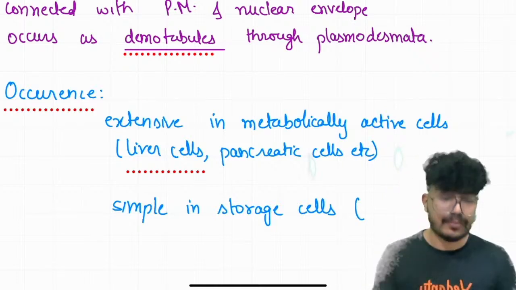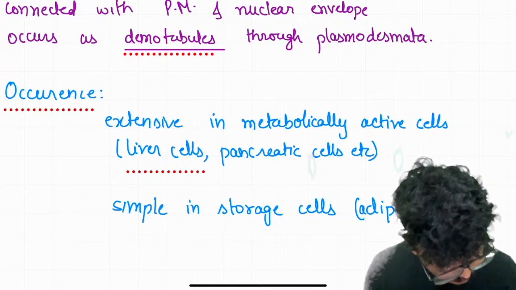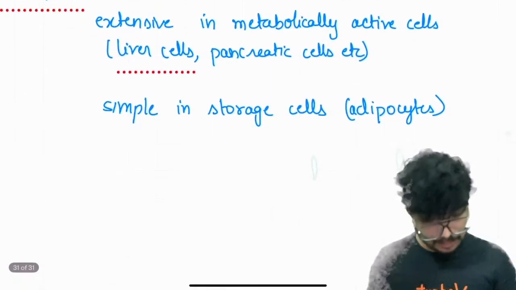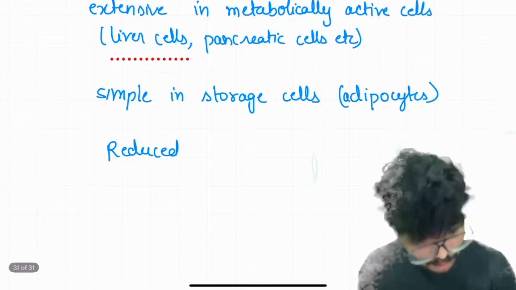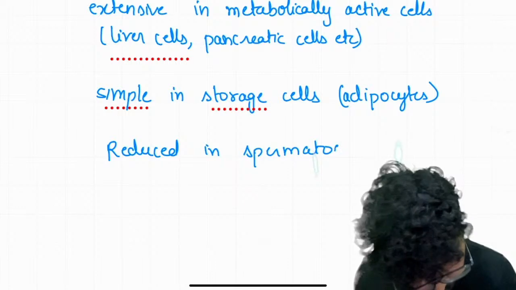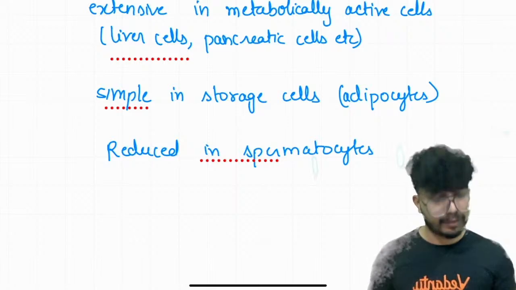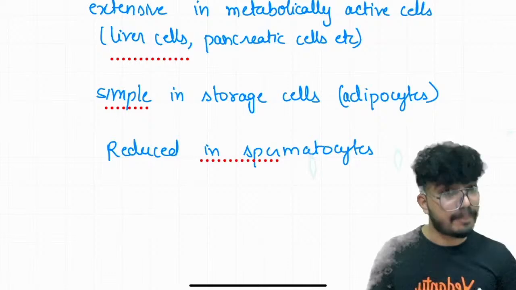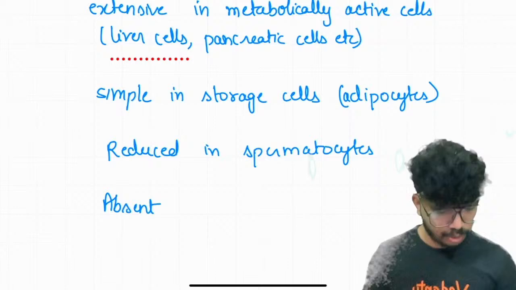Any example of storage cell? Adipocytes, the cells making up the adipose tissue. It occurs in a reduced form, in the form of vesicles in spermatocytes, like it occurs in the form of only a few vesicles. It is very reduced in case of spermatocyte, and it is completely absent in case of RBC, absent in embryonic cells, absent in mature ovum. And obviously prokaryotic cells will also not have endoplasmic reticulum.